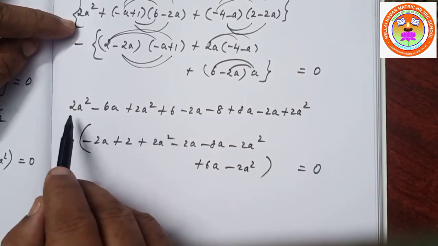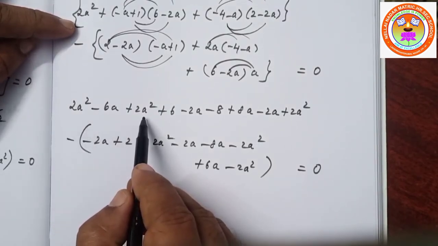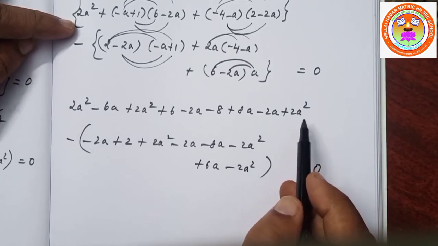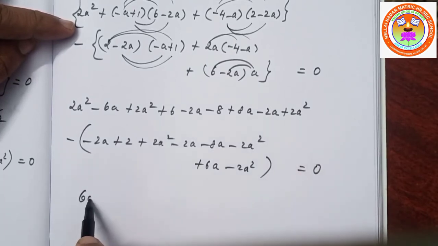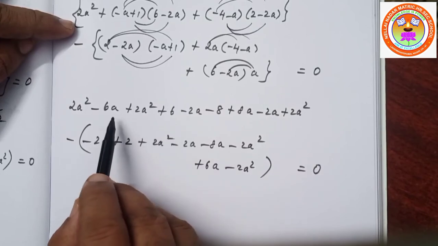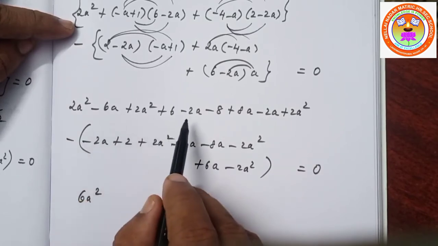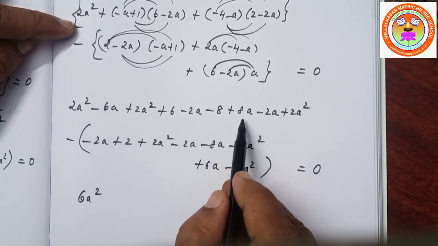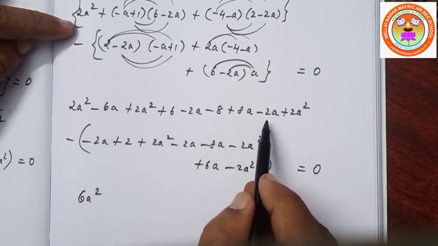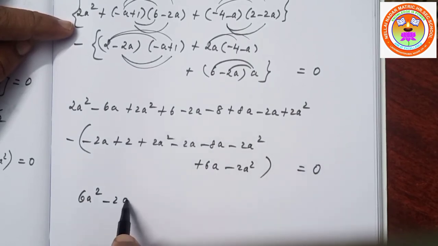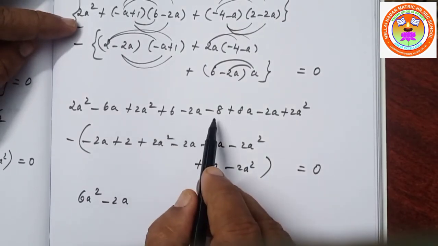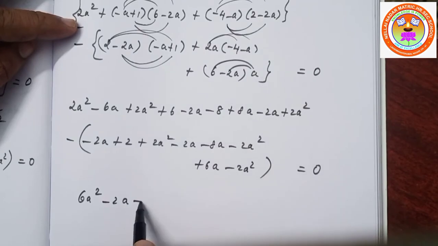Now 2a square plus 2a square, 4a square. 4a square plus 2a square, that is 6a square. Now the a terms. Minus 6a minus 2a, that is minus 8a. Minus 8a plus 8a get cancelled. You will be getting only minus 2a. A terms over. Now constant. Constants we have 6 and minus 8. 6 minus 8, that is equal to minus 2.